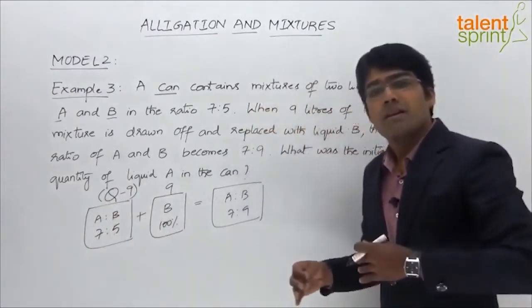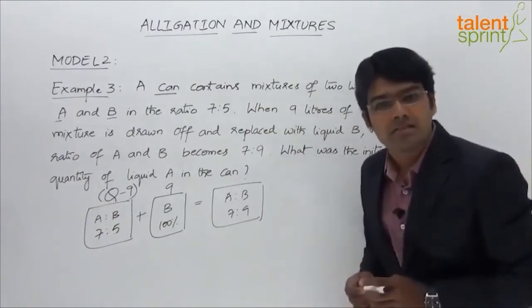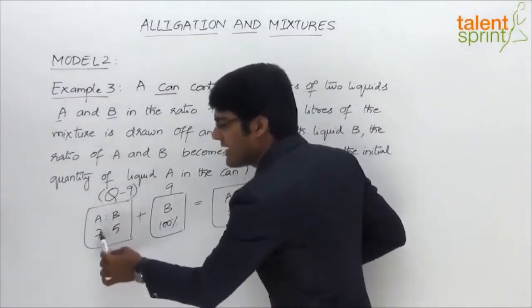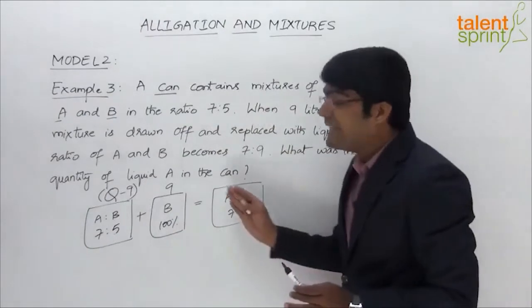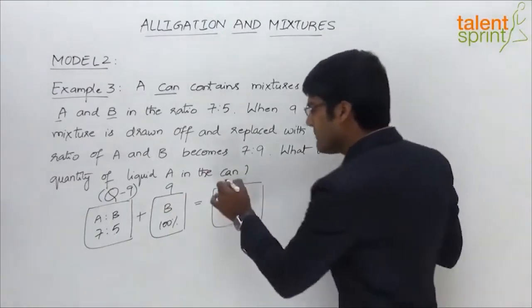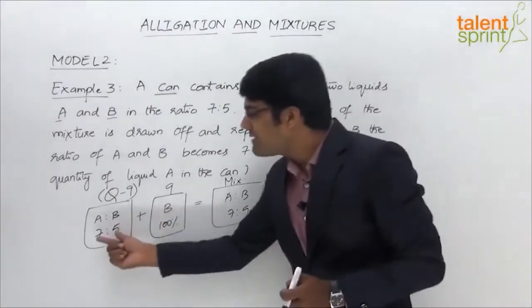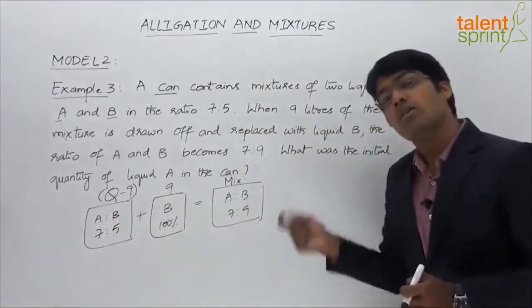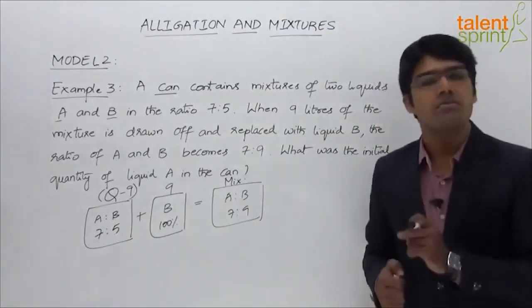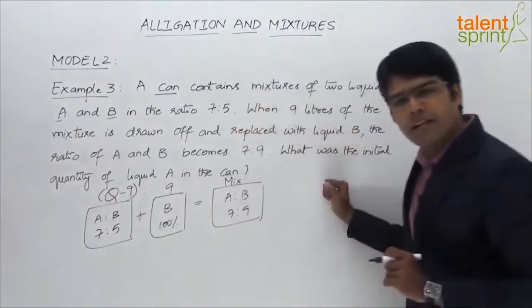So now, instead of considering the question to be a removal and replacement case, we can take it as a pure alligation case, a pure mixture case. We have initially a mixture of quantity Q minus 9, which has A and B in the ratio 7:5, to which 9 liters of pure B is added, 100% B. Then this gives us a final mixture in which A and B are in the ratio 7:9. So we can now work on either the strengths of A in all three mixtures or the strength of B in all three mixtures, and apply the alligation rule to get the ratio of the quantities Q1 to Q2. Remember that Q1 is Q minus 9 and Q2 is equal to 9.